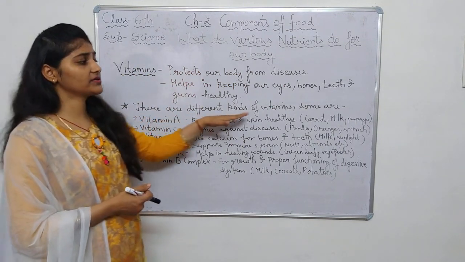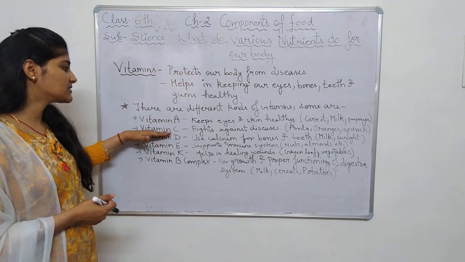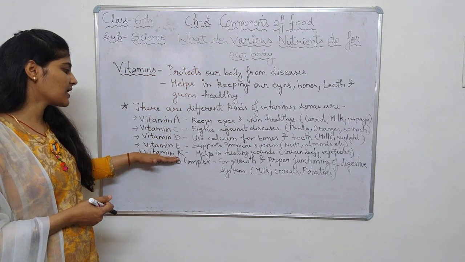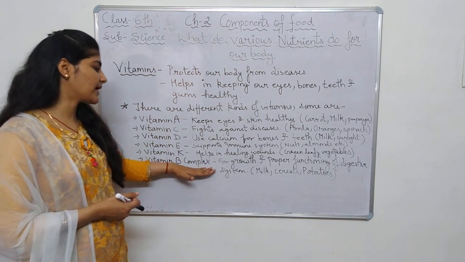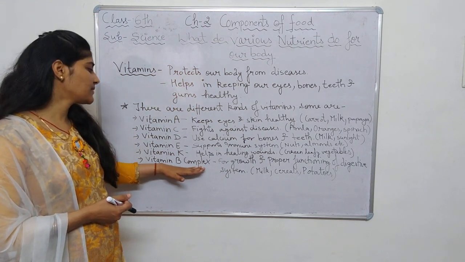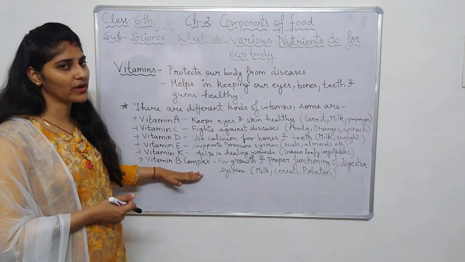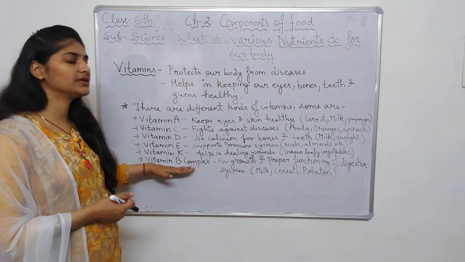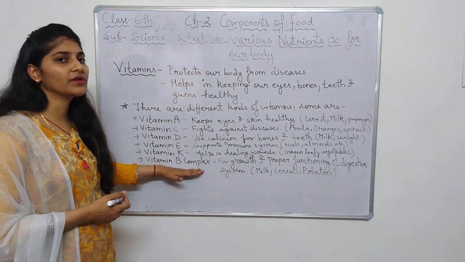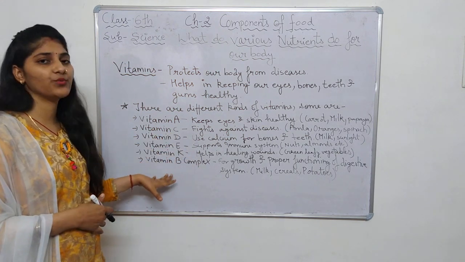There are different kinds of vitamins. Some are vitamin A, vitamin C, vitamin D, vitamin E, vitamin K and vitamin B complex. Vitamin B complex contains various subtypes of vitamin B like vitamin B1, B6, B5, B12. There are several other vitamin B types. So we call it vitamin B complex. Now let us understand what are the functions of these vitamins.